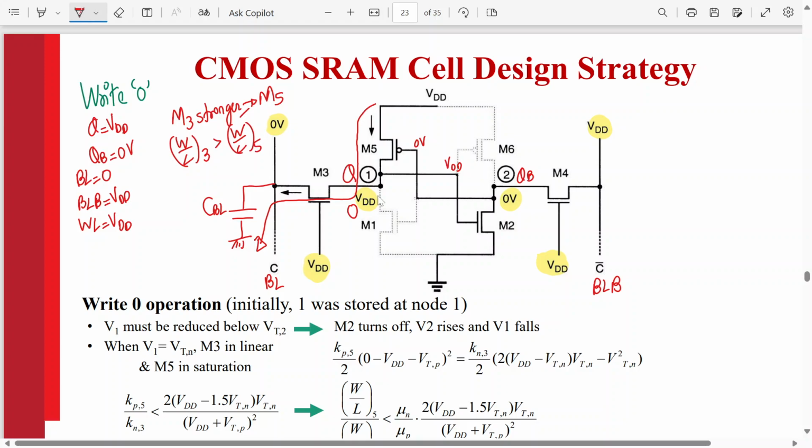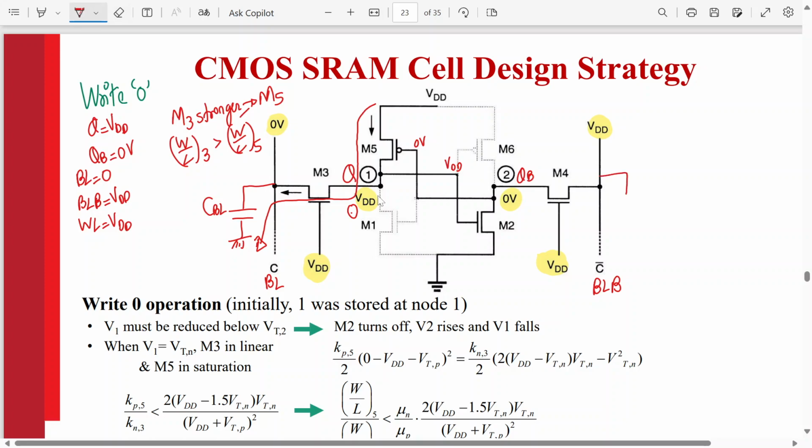Agree? If that is the case, then this node voltage Q will be pulled down very fast towards ground. And if that pulls down towards ground, we have a write 0 written already into the circuit. Similarly, if this becomes 0, this becomes 1. How does QB become logic 1?